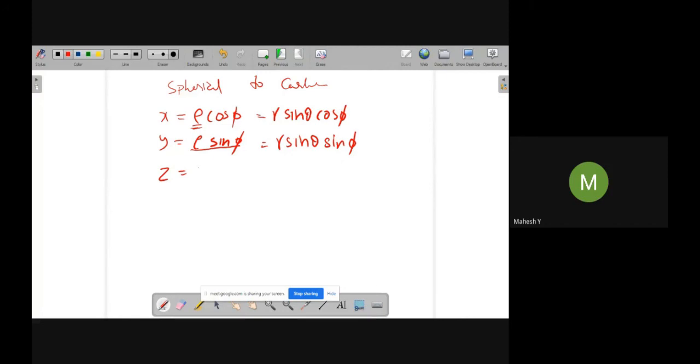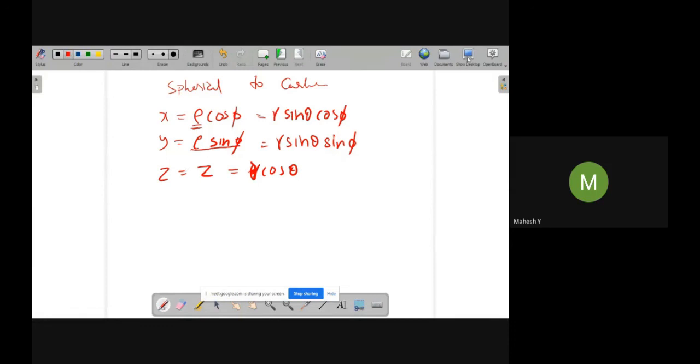Yes, very good. Z remains z here in the cylindrical, but from spherical to cylindrical, if we convert, z will be r cos theta. So r sin theta cos phi, r sin theta sin phi, r cos theta. So these are the three values we have. So this is the interconversion.